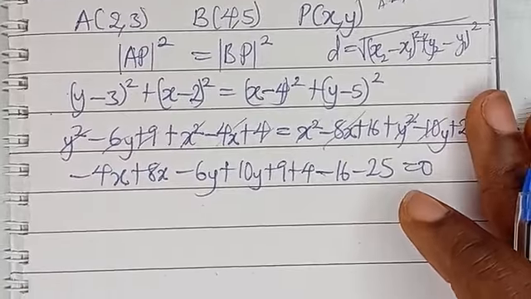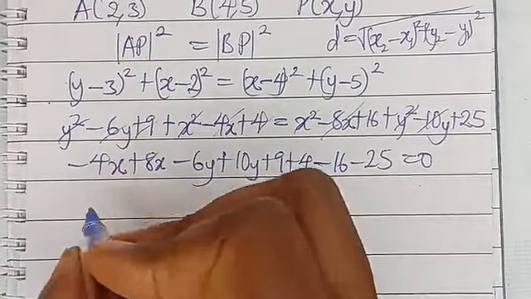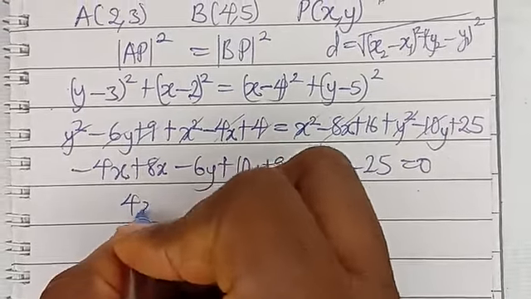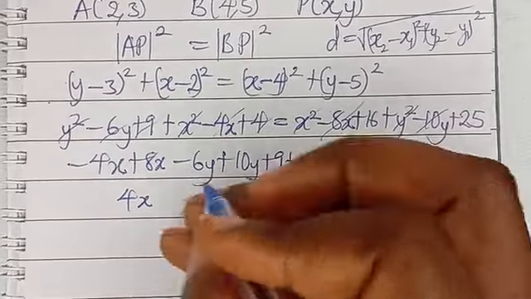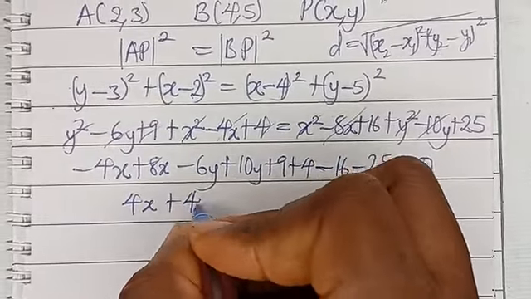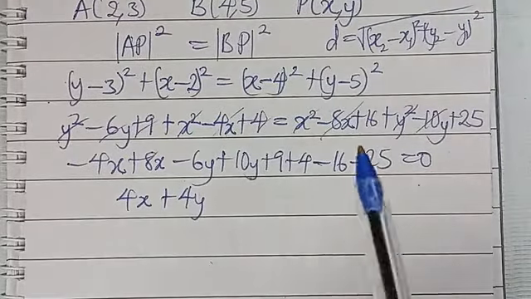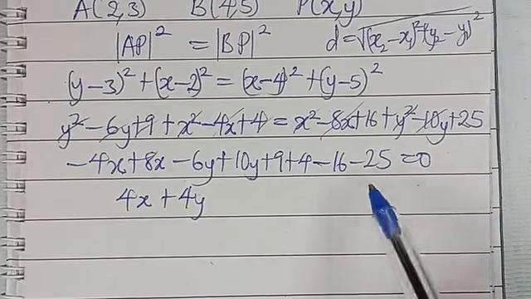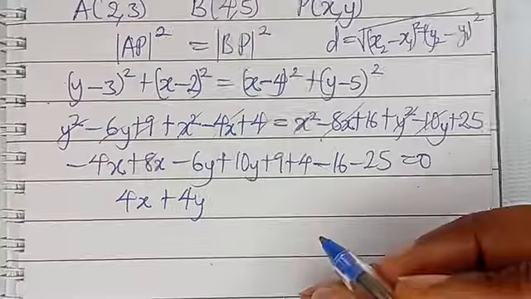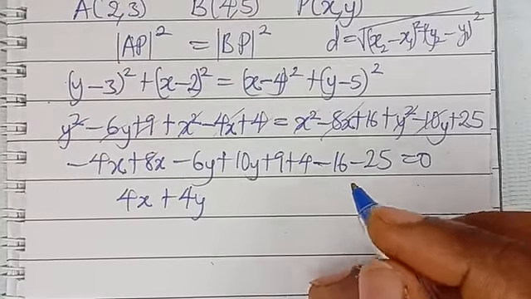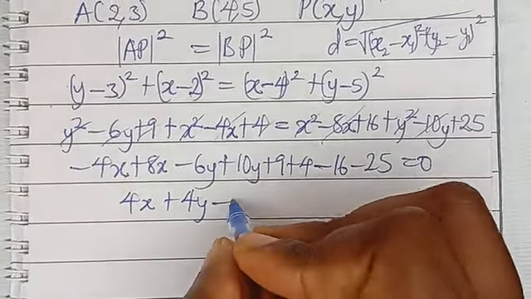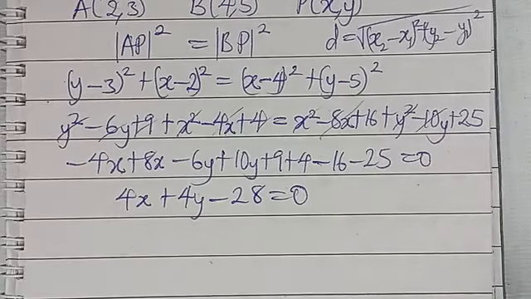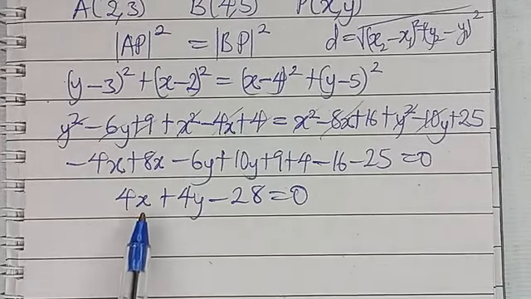So let's get all that together. We have minus 4 plus 8 is equal to 4x. And then minus 6, we have plus 4y. Okay, 9 plus 4, that is 13. 13 minus 16 is minus 3, and then minus 3 minus 25 giving us minus 28 equal to 0. Okay, this is what our equation is reduced to, but we can reduce this further.